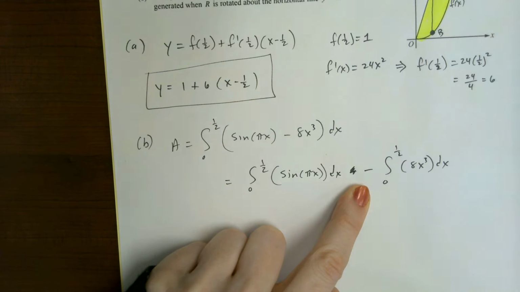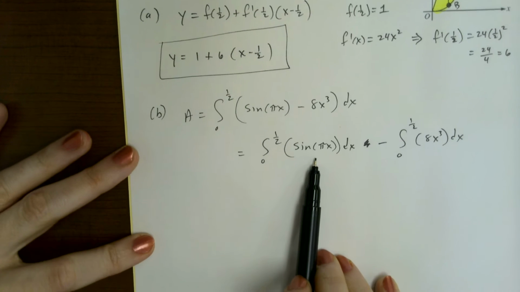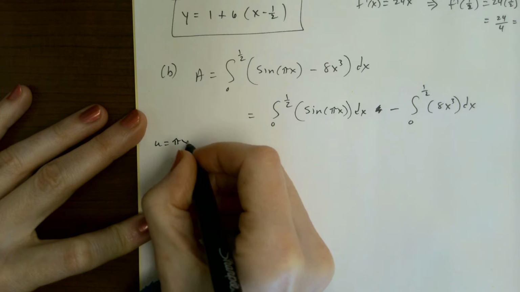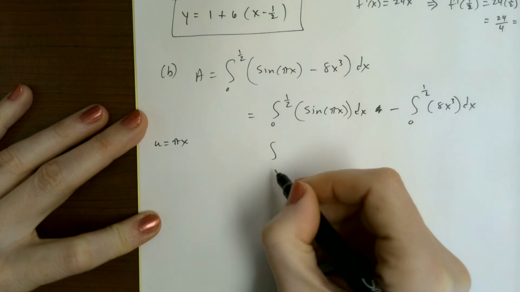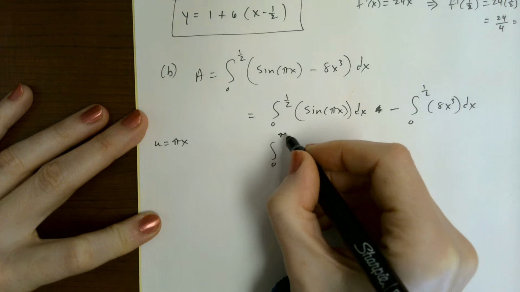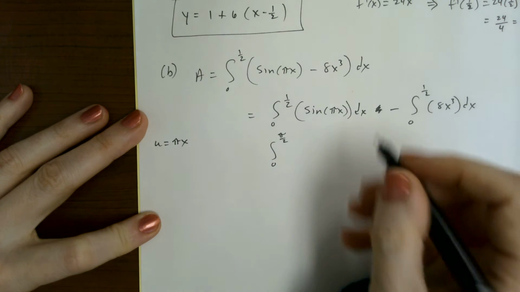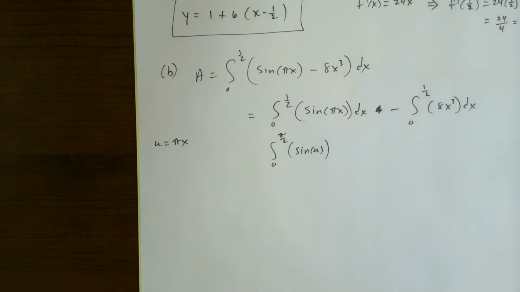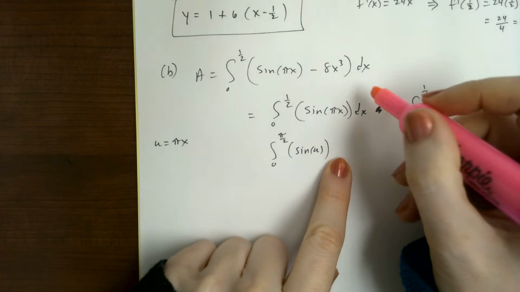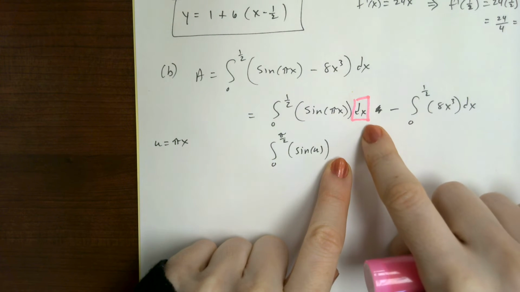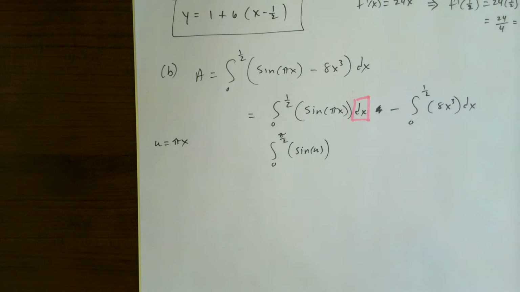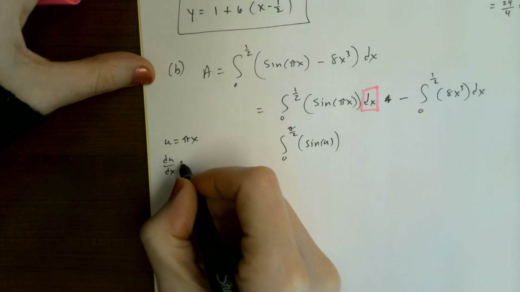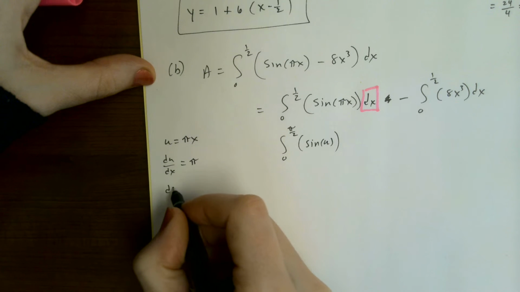Okay, so this is the one I need u substitution for. So I'm going to let u equal pi x. So that's still going to be 0, but now this is going to be pi over 2. And then on the inside here, I'm going to have sine of u. Now, I need to have a du at the end there. So I got to replace this dx with a du. So that's why you do the derivative over here. So du dx equals pi.